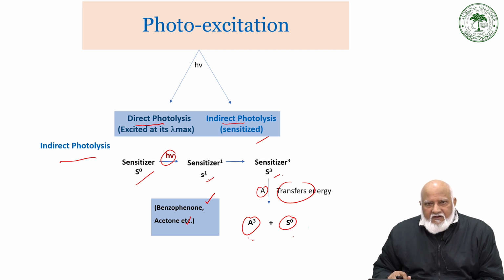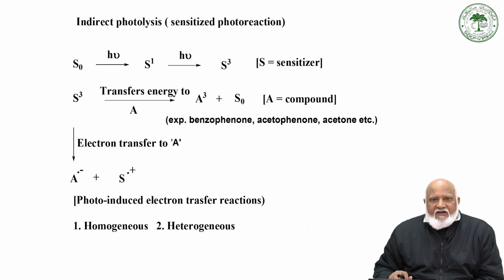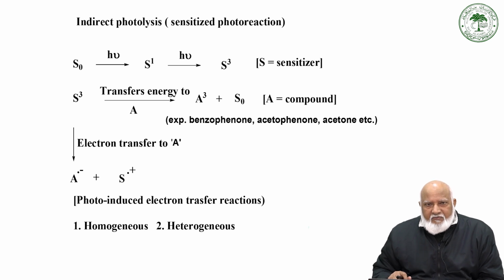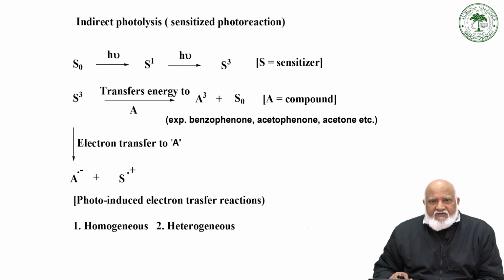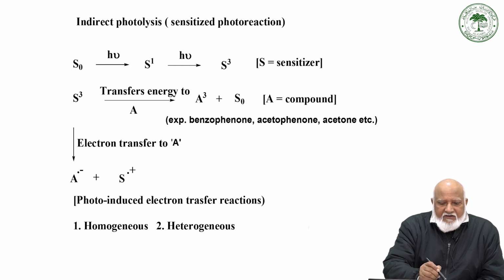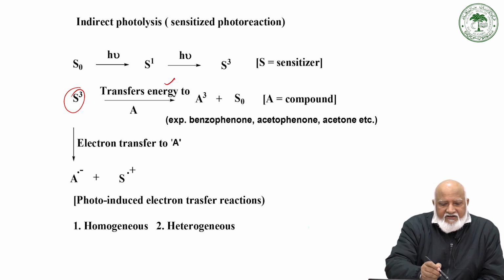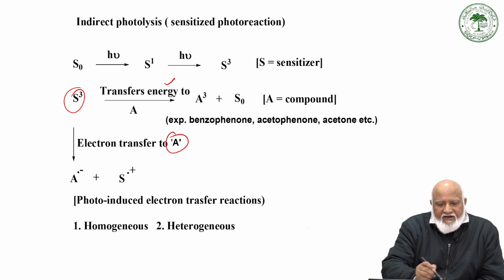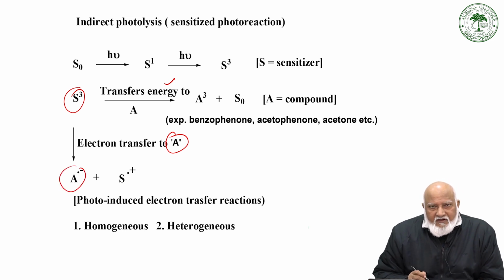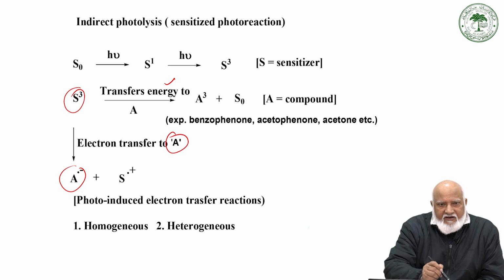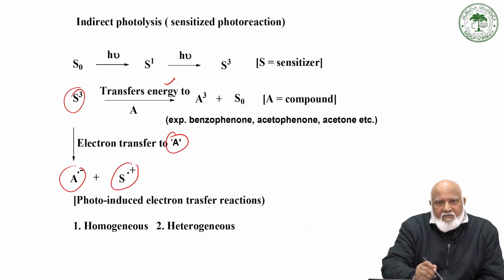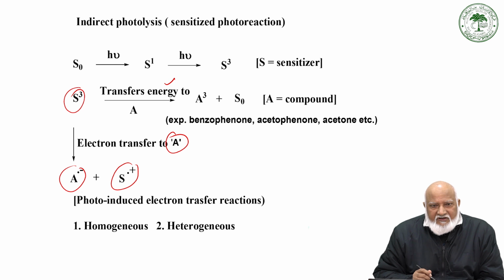The indirect photolysis can also be brought about by an electron transfer reaction. So, for example, the sensitizer on absorption of light can either transfer energy, as I have mentioned in the previous slide, or it can transfer an electron to molecule A. The molecule A accepts the electron to become a radical anion, and then the sensitizer becomes a radical cation. In other words, it is a donor-acceptor photoinduced electron transfer reaction.